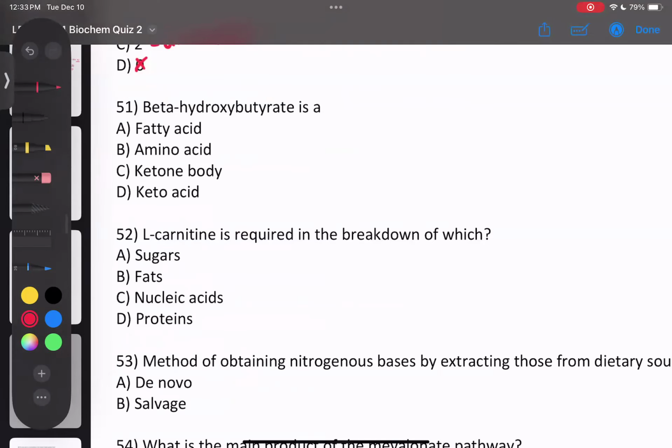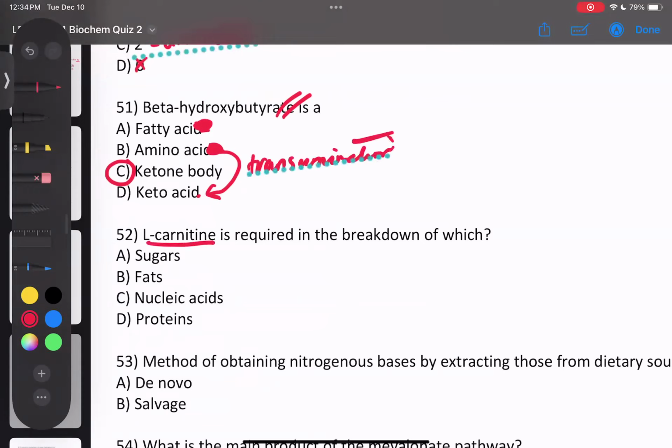Beta-hydroxybutyrate is one of the ketone bodies alongside acetone and acetoacetate, right? The others, we have the different saturated and unsaturated fatty acids. I started the recording with that. Amino acids we've discussed before. Keto acid is what happens to an amino acid after the process of transamination, right? Okay. L-carnitine is used for the preparation of breaking down fatty acids, which are part of fats. Actually, the specific name of the pathway by which we break down the fatty acids from fats is beta oxidation, right? Or fatty acid oxidation.